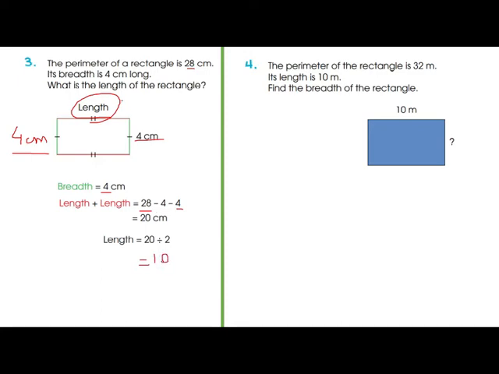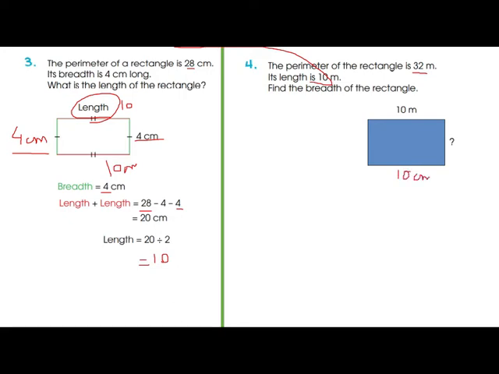So the single length is 10, and this one is also 10 centimeter. If we are adding 10, 10, 20, 24 and 28. Okay, is it fine? Now we have a perimeter of a rectangle which is 32 and the length is given, and this time you have to find out the breadth. It means that this side is also 10 centimeter.